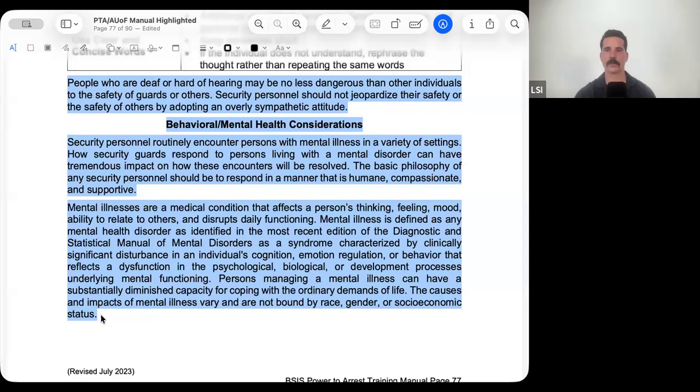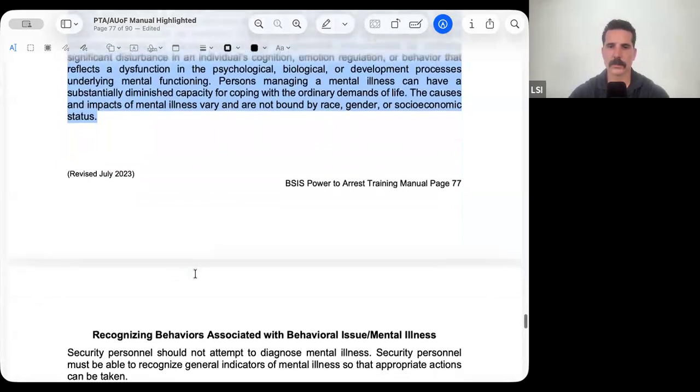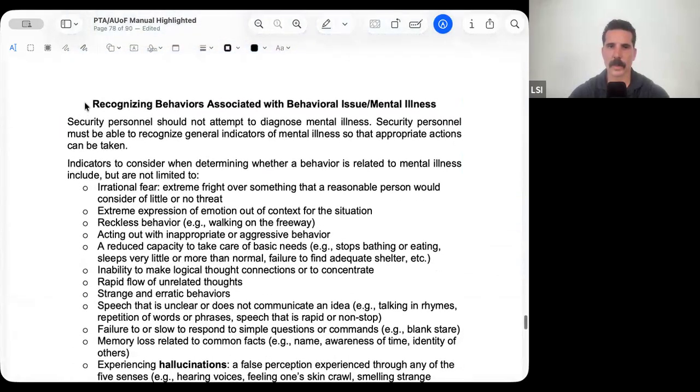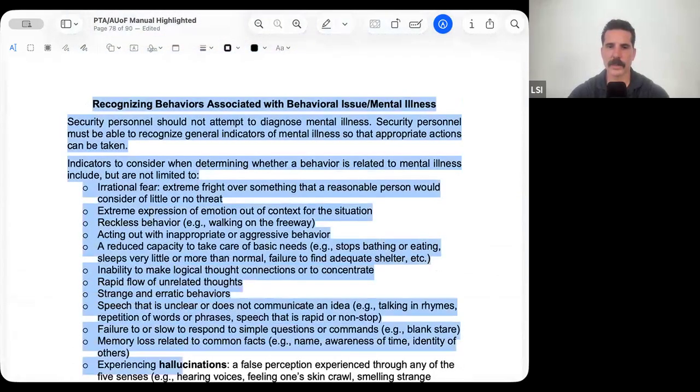Persons managing a mental illness can have a substantially diminished capacity for coping with the ordinary demands of life. The causes and impacts of mental illness vary and are not bound by race, gender, or socioeconomic status. All right, continues on the next page.